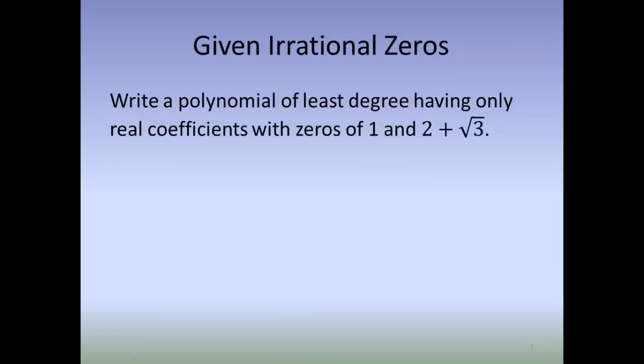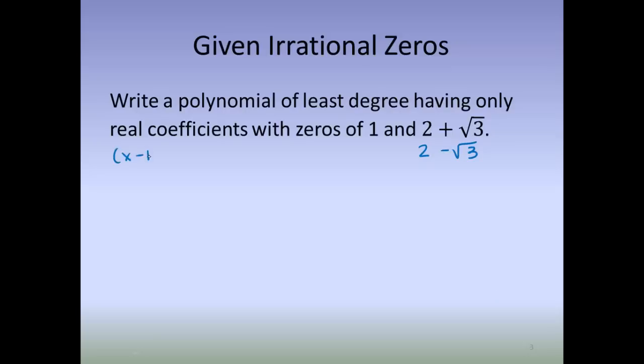My second example is given irrational zeros. Well, irrational zeros means that there were square roots involved, most often. So I have 2 plus the square root of 3. Well, in order to have gotten the square root of 3, I had to take the square root when solving. When I take the square root and I'm solving, I always have plus or minus that radical. So even though it says that I have zeros of 1 and 2 plus root 3, I actually have another one of 2 minus the square root of 3. So that's how I'm going to begin this problem.